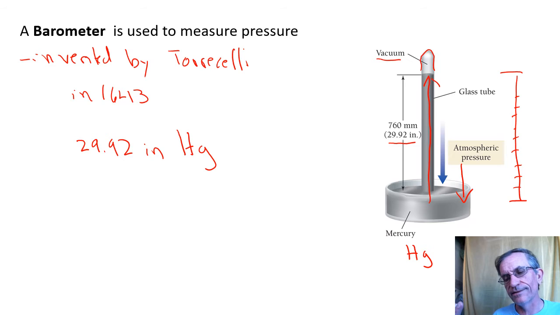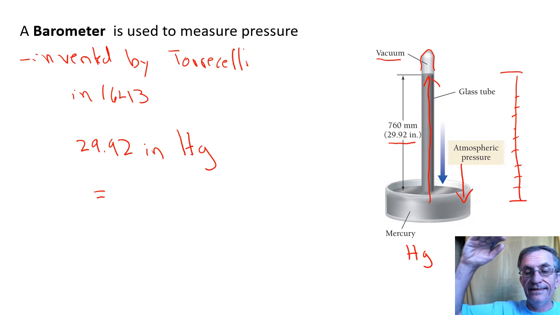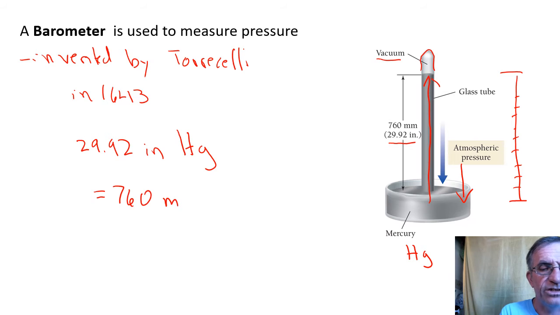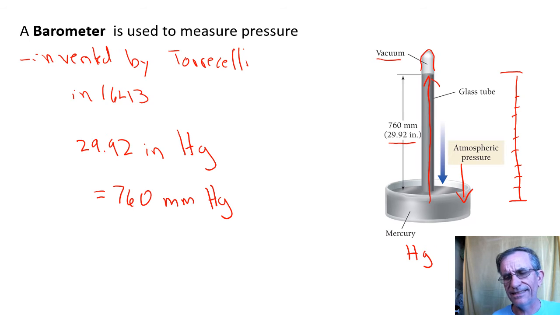Now, the ruler that's measuring how tall the column is could also be marked off in centimeters once in a while, but it can also be marked off in millimeters. So on a normal day, that column is about 760 millimeters tall, millimeters of mercury. That's another unit. These units have to do with how tall that tube of mercury is. By the way, if you're not sure how big 29 inches is, it's about 2.5 feet. So it goes up a pretty good ways.